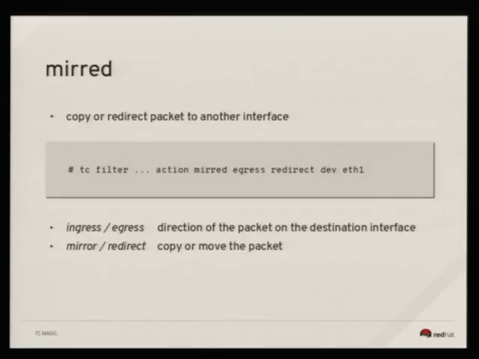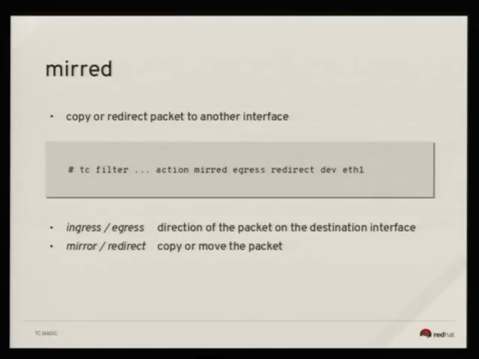Mirred. This is an action that can copy or redirect the packet to another interface. So it looks like this. Mirred is the name of the action. Then we specify either ingress or egress. That means when the packet is redirected to another interface, whether it should act like it was received by the interface or whether it should be sent out to that interface.